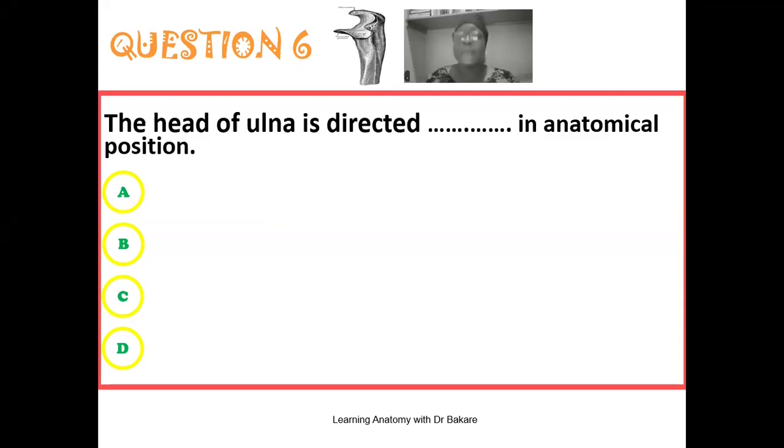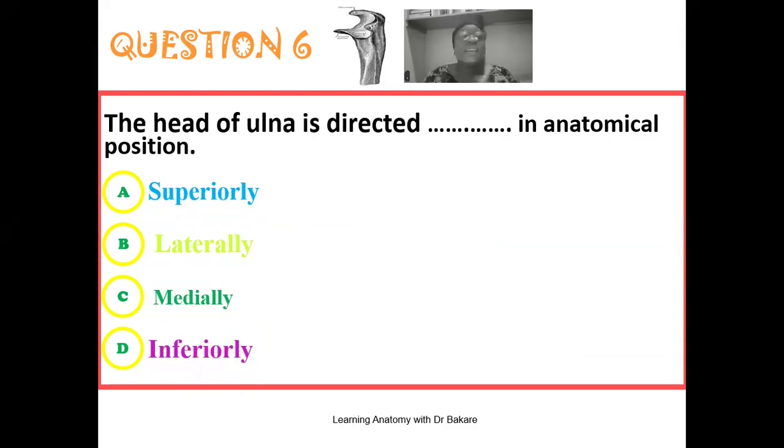Now let's go to the sixth question, and this reads that the head of the ulna is directed dash in anatomical position. Is it directed superiorly? Is it directed laterally? Is it directed medially? Or is it directed inferiorly? The correct answer here is that it is directed inferiorly in anatomical position. So if placed in its correct anatomical position, the head is directed at the inferior region.